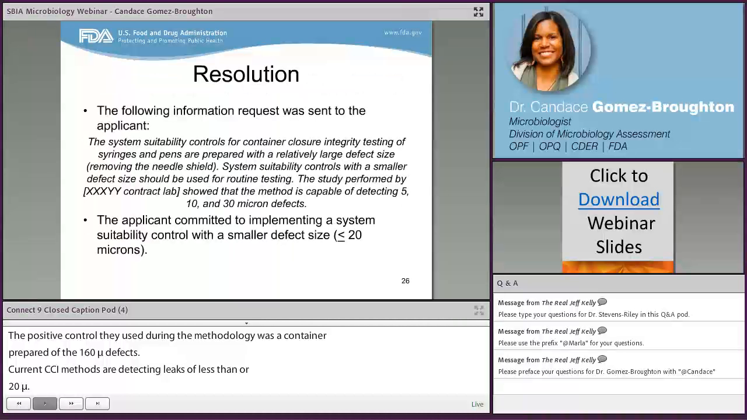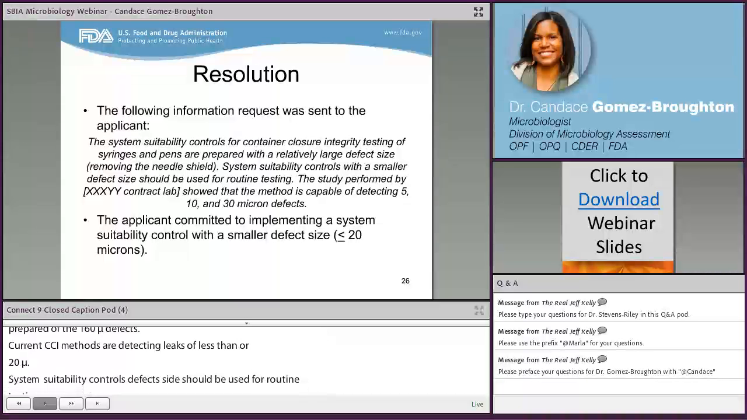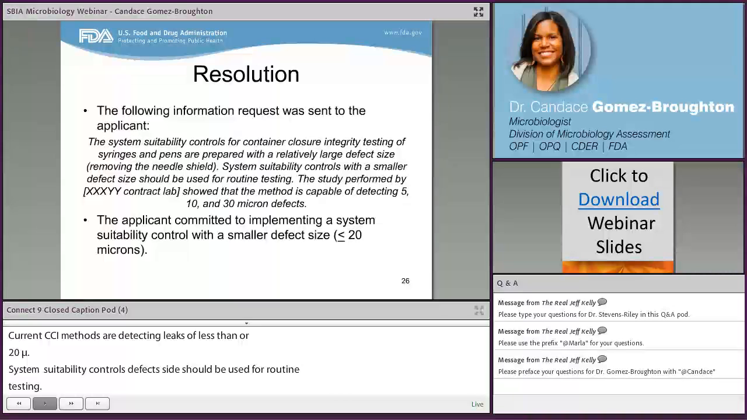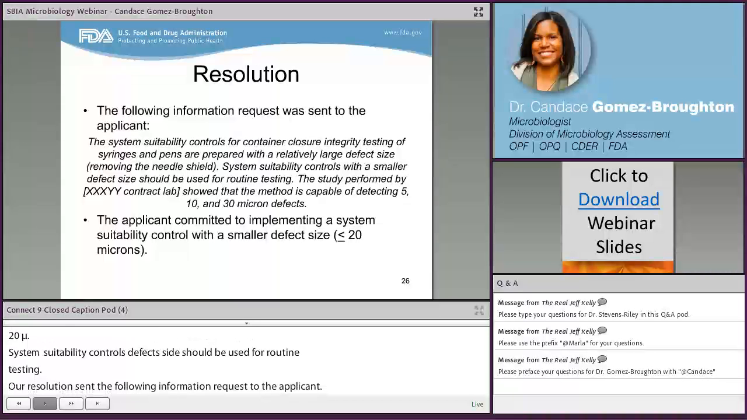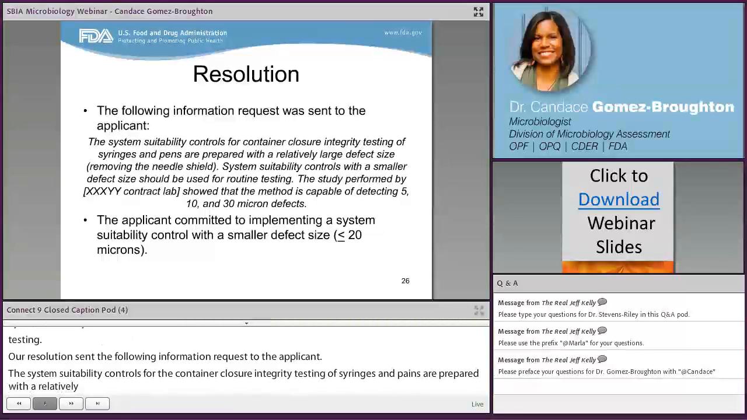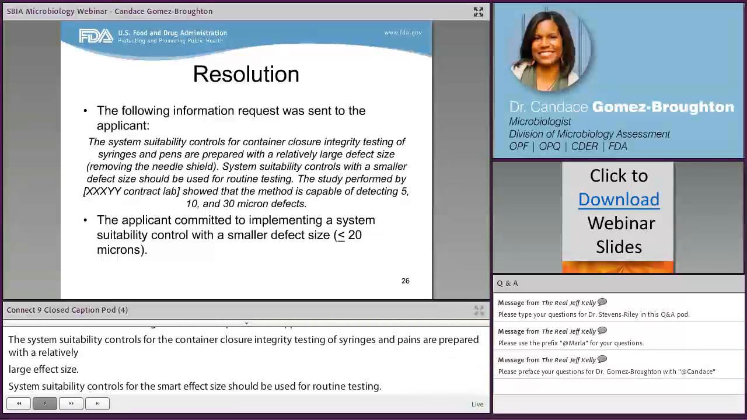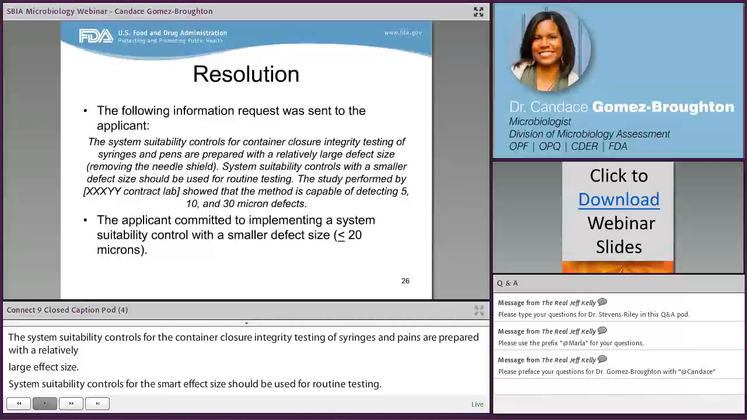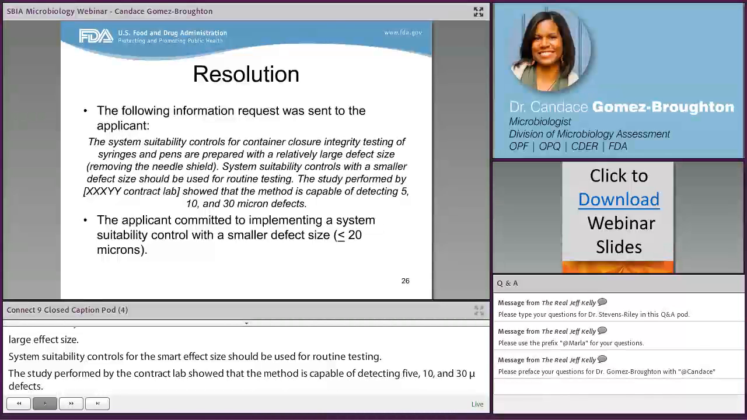So for our resolution, we sent the following information request to the applicant, which states: the system suitability controls for the container closure integrity testing of syringes and pens are prepared with a relatively large defect size. System suitability controls with a smaller defect size should be used for routine testing. The study performed by the contract lab showed that the method is capable of detecting 5, 10, and 30 micron defects. As a result, the applicant did commit to implementing a system suitability control with a smaller defect size, in which case they used less than or equal to 20 microns.